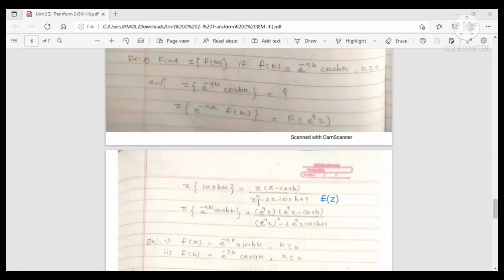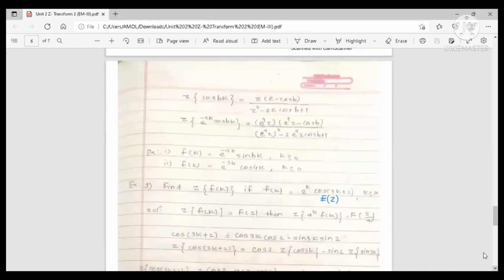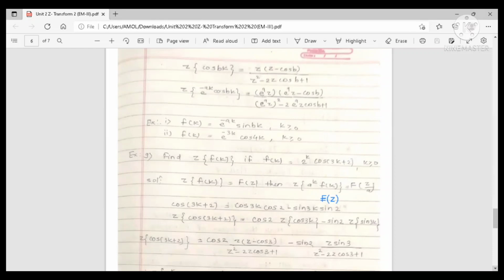So here it is e raised to a into z, in brackets e raised to a into z minus cos b, upon e raised to a into z whole squared minus e raised to a into z cos b plus 1. So this is the example based on this formula: the transform of a product of two sequences when one of them is an exponential sequence. After the next example, you take these two examples as homework. You try to solve them using the same formula.